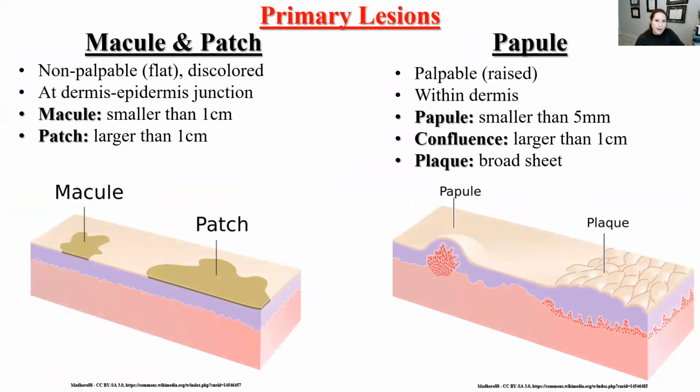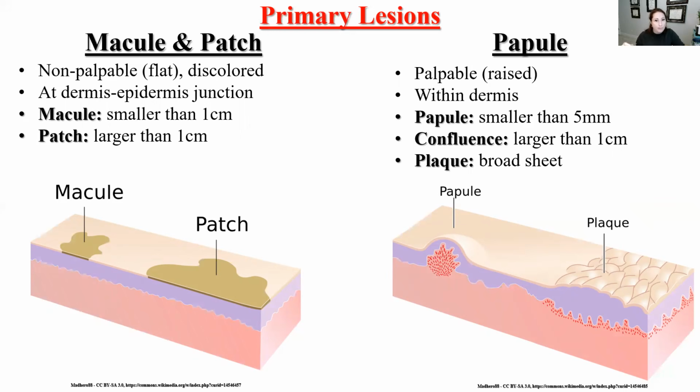So let's start with our primary lesions. A macule and a patch, these are non-palpable, they're flat. They're discolored compared to the surrounding area, and they occur at the dermal epidermal junction. The difference is the size. A macule is smaller than 1 centimeter, and a patch is larger than 1 centimeter.